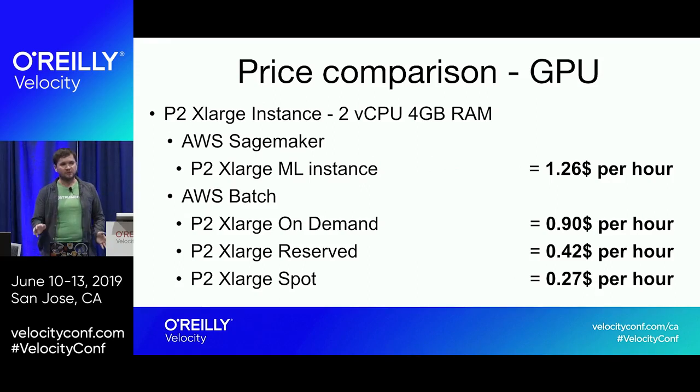Now let's compare GPU instances. Lambda and Fargate don't provide GPU instances, so we will have to compare with SageMaker, which does provide ML instances, which are pretty expensive, but they have their advantages. The thing you need to remember is that if you utilize spot instances specifically for GPU, it's a way to save a lot of money, and Batch allows you to do that.